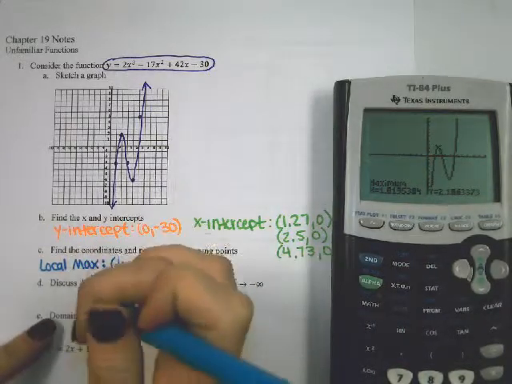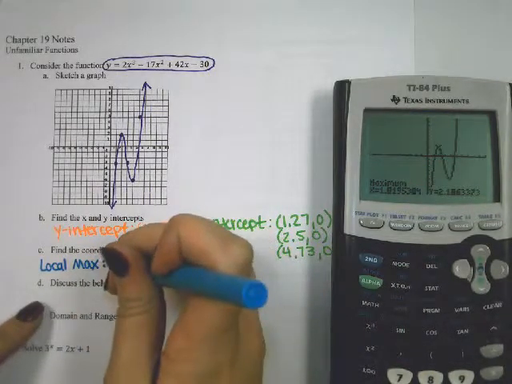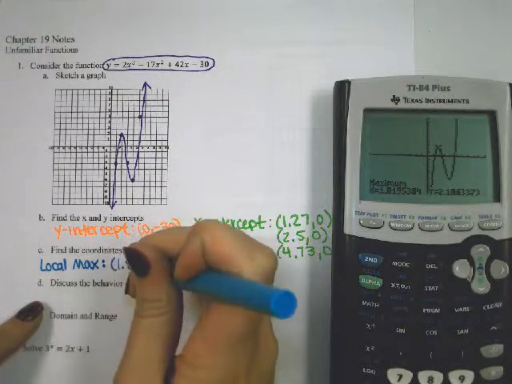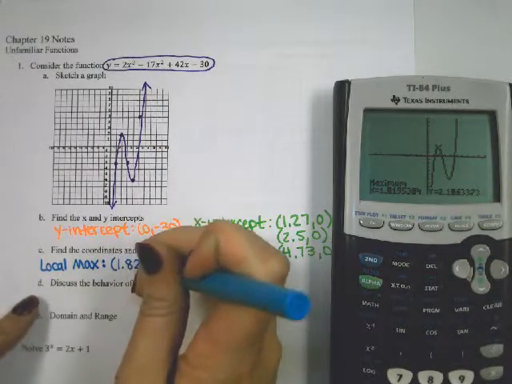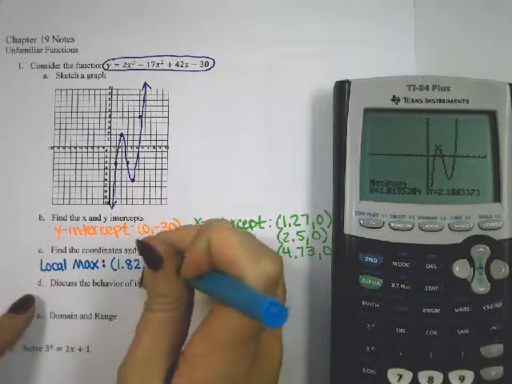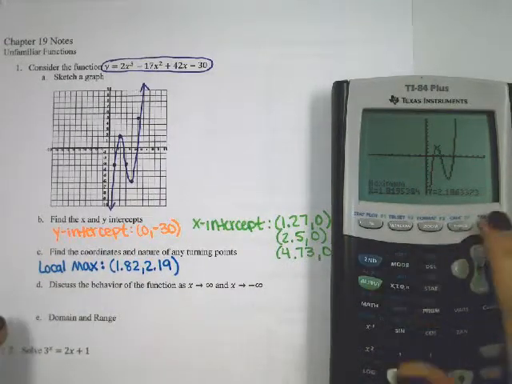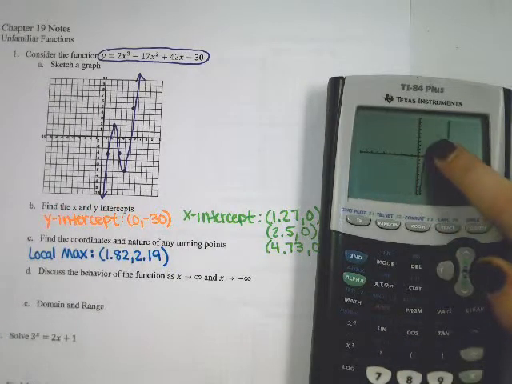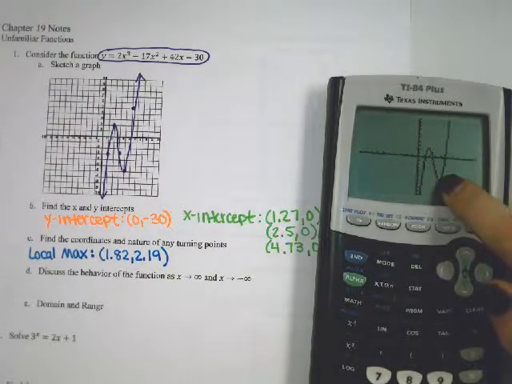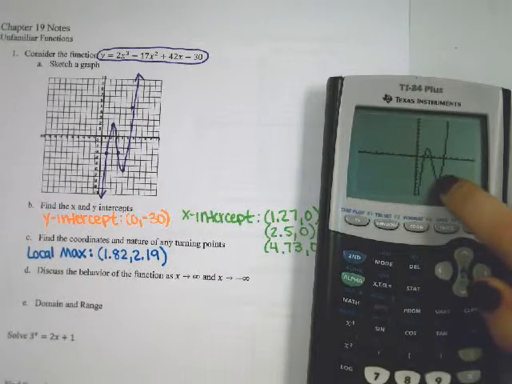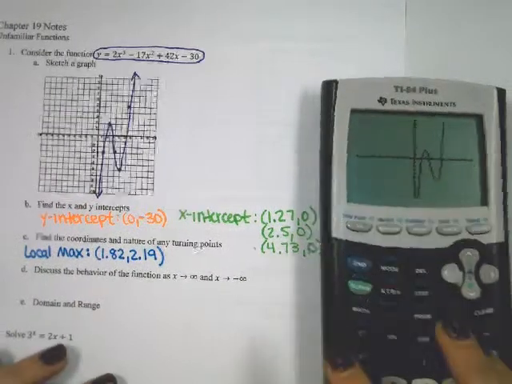Is at 1.819. So how about 82 and 2.186? So 19. So this is a local maximum. This down here is a local minimum. It's the lowest point in relation to the stuff that's around it.